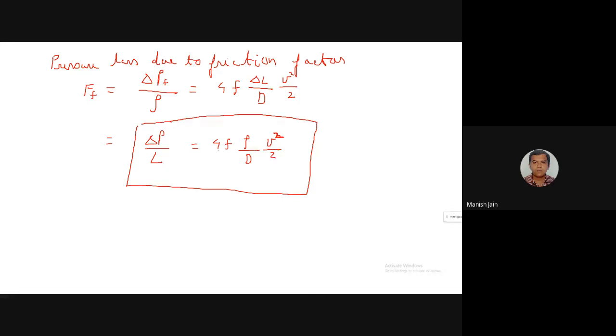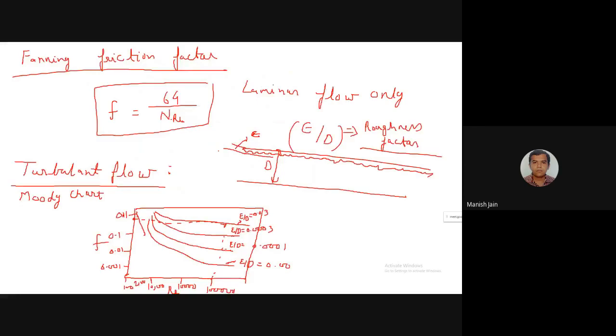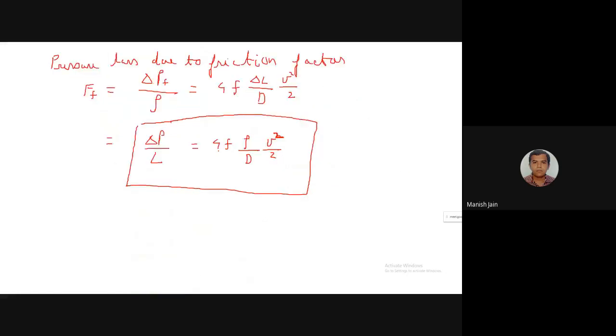First you have to calculate the velocity, then you have to calculate the Reynolds number. Once you know the Reynolds number, use Moody's chart if it is a turbulent flow. If it is laminar flow, you can directly use 64 by NRe to calculate the friction factor. Once you know the friction factor, just substitute the value of f in this equation. Here V is the velocity, rho and D are the density and the diameter of the pipeline. You can calculate delta P by L, the pressure drop per unit length due to the skin friction losses. So from here you can calculate the major loss in the pipeline.